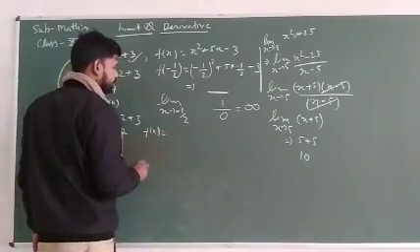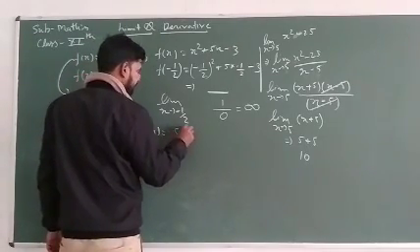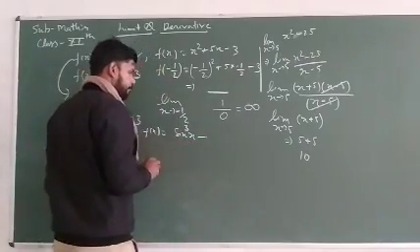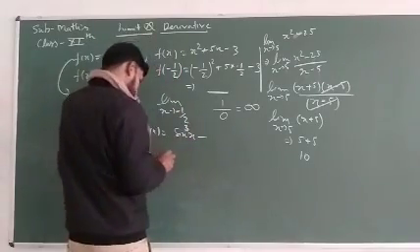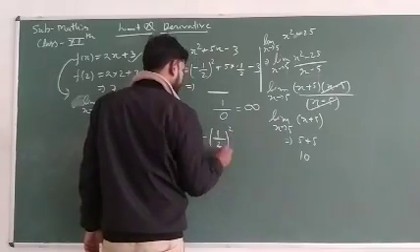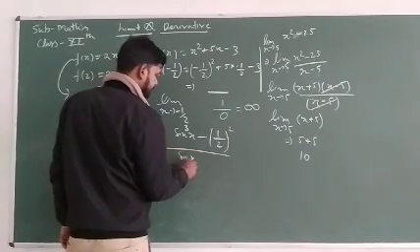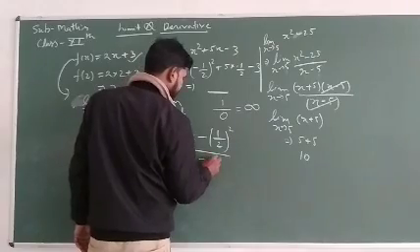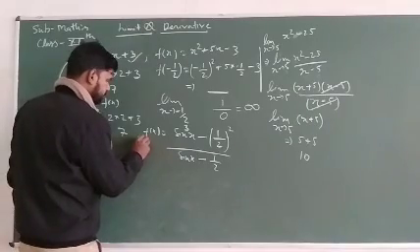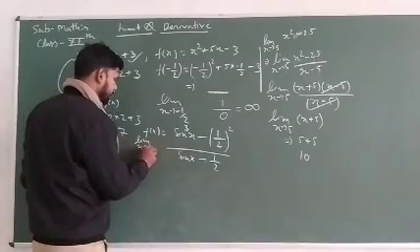Suppose f(x) equals sin cube x minus 1/2 whole cube, upon sin x minus 1/2, and limit x tends to pi by 6.